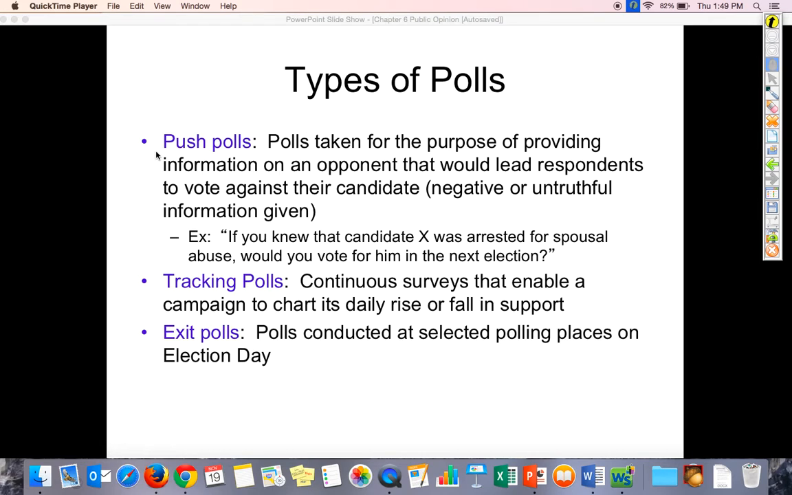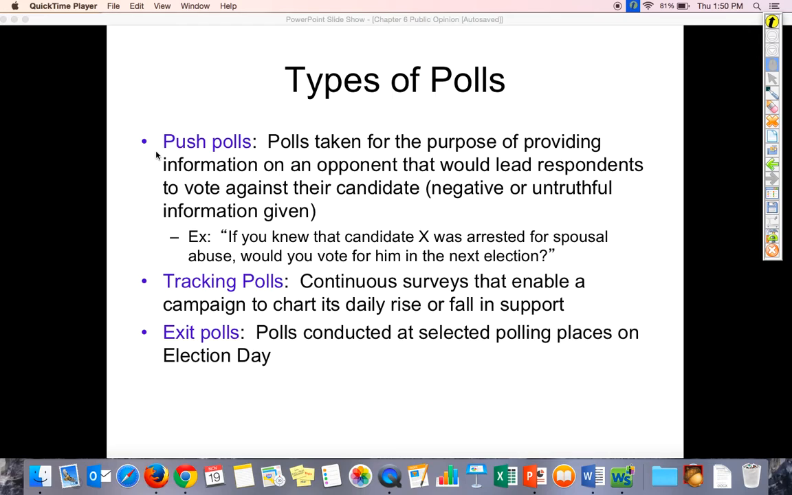The second type is called a tracking poll. Now, a tracking poll is what we have been following day to day in class. Who's ahead on the Democratic side for the presidential race in 2016? Who's ahead on the Republican side? We checked Real Clear Politics quite often in class to see who is ahead, who's in the polls, and what the new numbers are for the day.